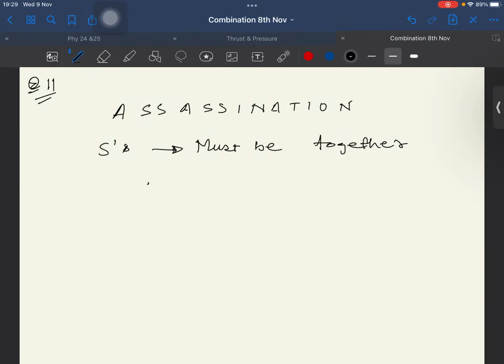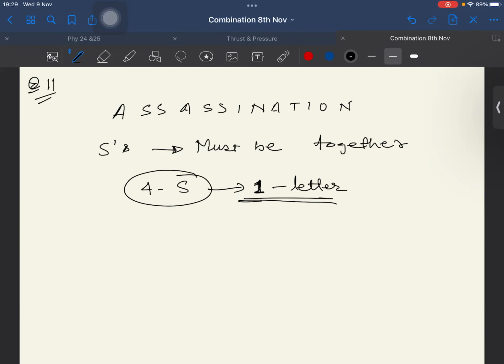So there are 4 S's in this word. We have to take all of them as one, which means all will stick together. So all will be one letter. We'll consider that as one letter. First, find out how many ways we can arrange ASSASSINATION.